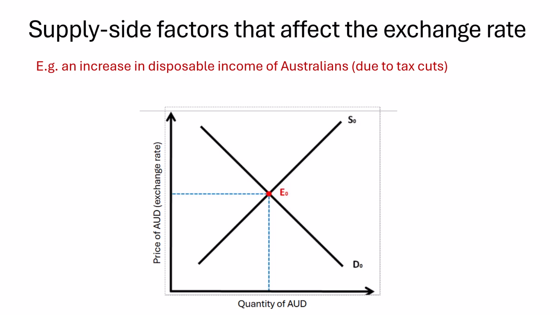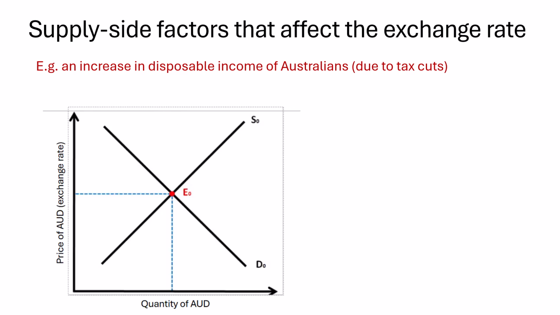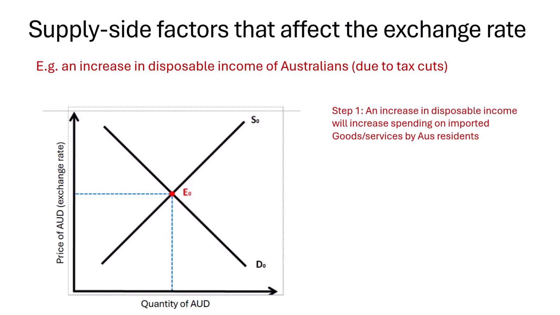So let's look at an example. If we go back to 2024, when we had a very generous tax cut by Albanese, that actually had a flow-on effect in terms of increasing the disposable income of Australians. So in structuring our response, our first point is that the increase in disposable income will have a flow-on effect and increase our spending on imported goods and services, holding all else equal. So this will increase the supply, the sale of Oz currency, so we can make that exchange.